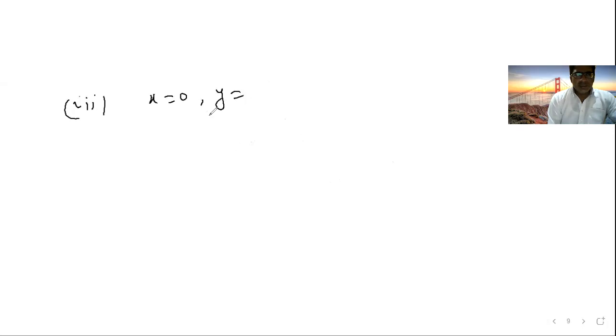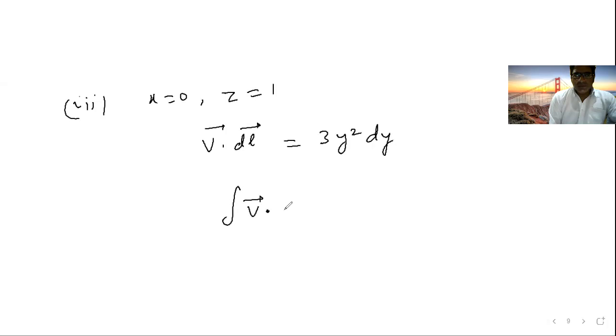For the third piece, x is equal to 0, z is equal to 1. V dot dl is equal to 3y square dy. Then the integral of v dot dl is from 1 to 0 of 3y square dy, which is minus 1.